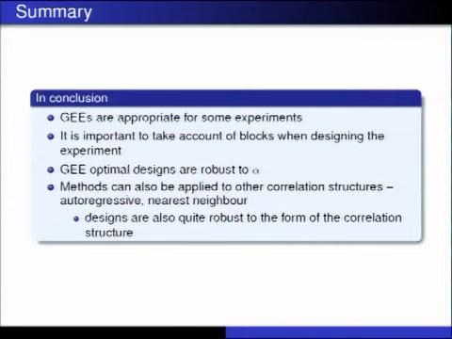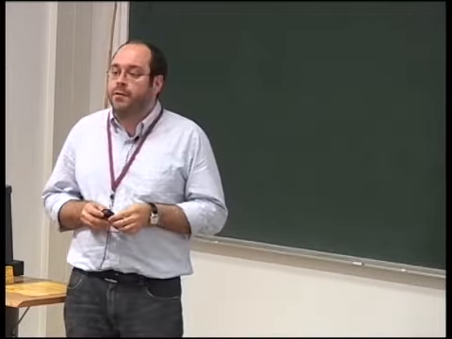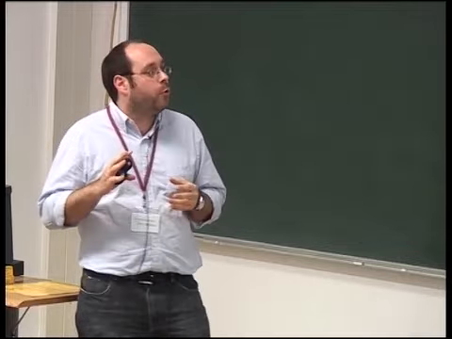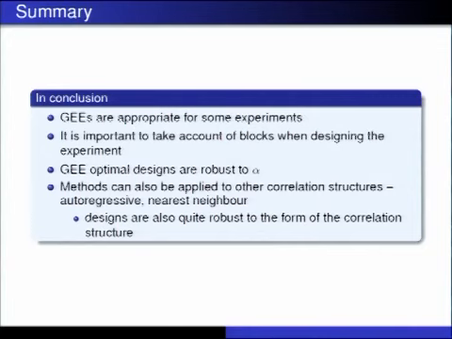We've also applied these methods to other correlation structures like the autoregressive and nearest neighbour, and we get quite similar results in terms of the robustness to alpha, and the designs are also quite robust between forms of the correlation structure as well.